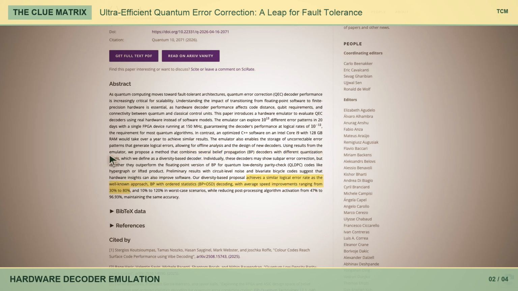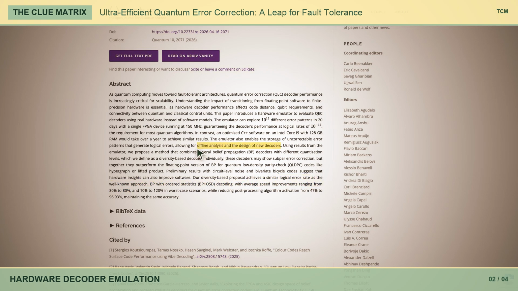The results show that this approach achieves a similar logical error rate as the well-known approach BP with ordered statistics, BP plus OSD decoding, with average speed improvements ranging from 30% to 80%. That's a significant gain for real-time systems. Maintaining accuracy while gaining up to 80% speed is huge. It reduces latency and allows for faster feedback loops in the quantum computer's control system, moving us closer to truly fault-tolerant operations.